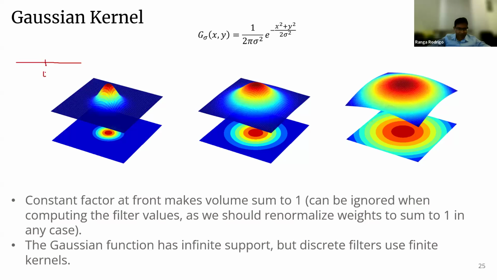At 0, it will have the highest value, and then it tapers off. This is in 1D. This is the kernel in 2D, with mean 0: 1 over 2 pi sigma squared, e to the power minus x squared plus y squared divided by 2 sigma squared. This is the Gaussian kernel in 2D.